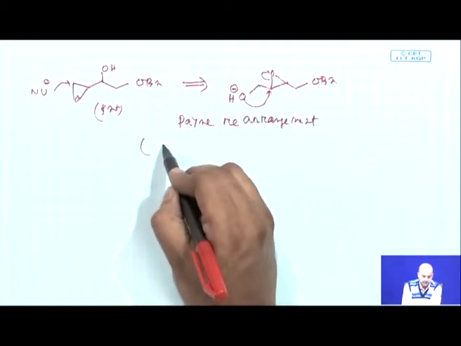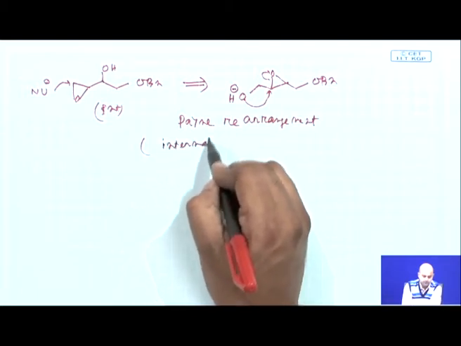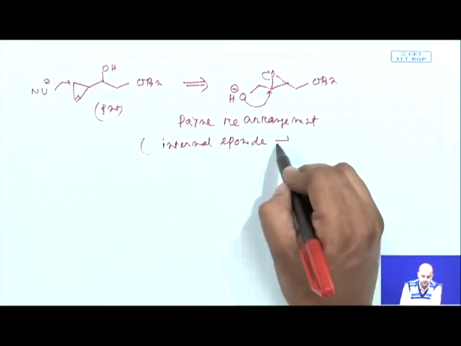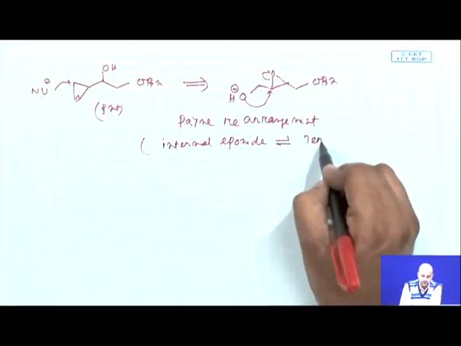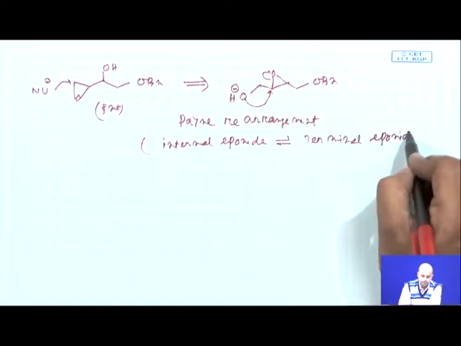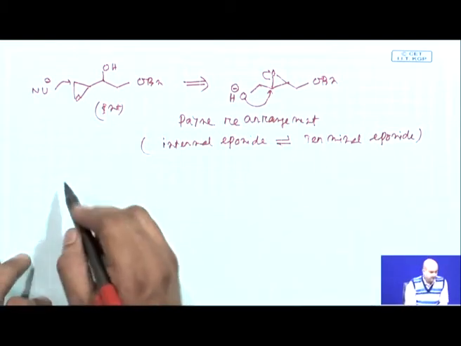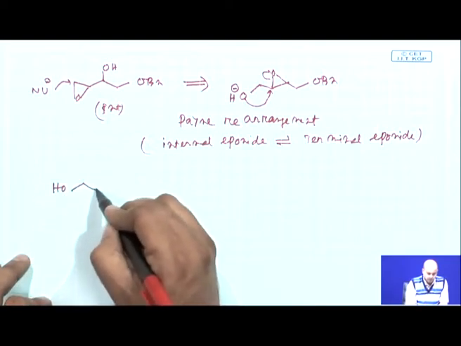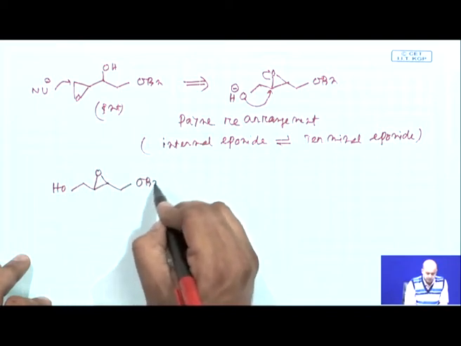So, an internal epoxide is basically rearranged to a terminal epoxide. That is the main transformation in the Payne rearrangement. Now, we try to figure out the problem which was given to you. Stereochemistry I did not mention.